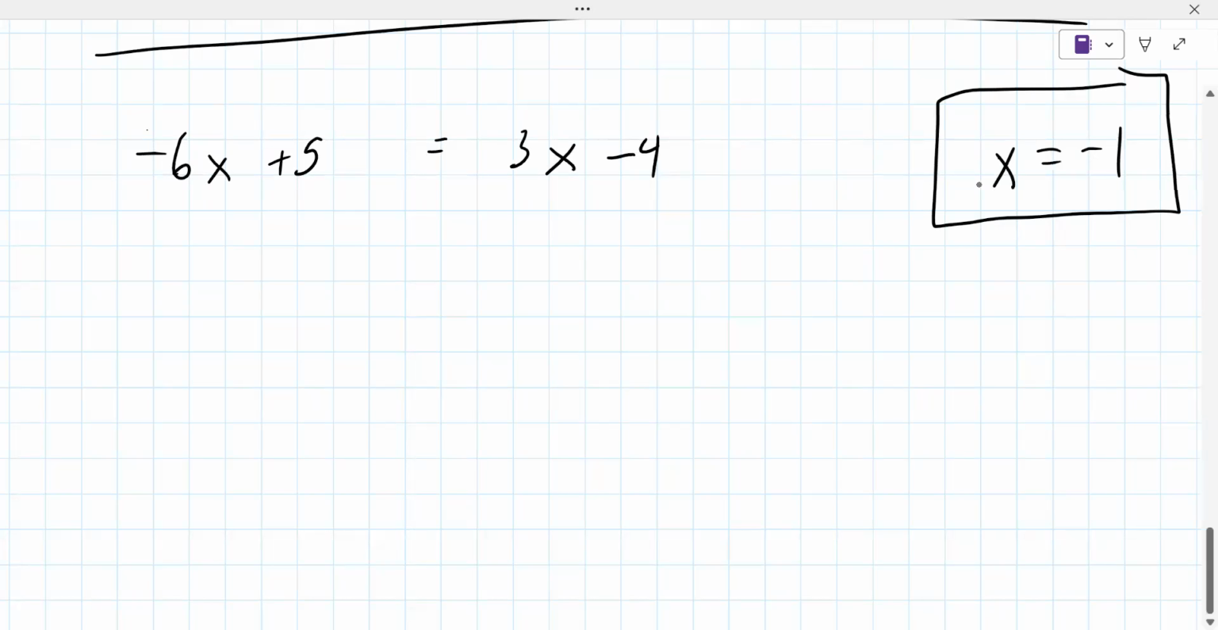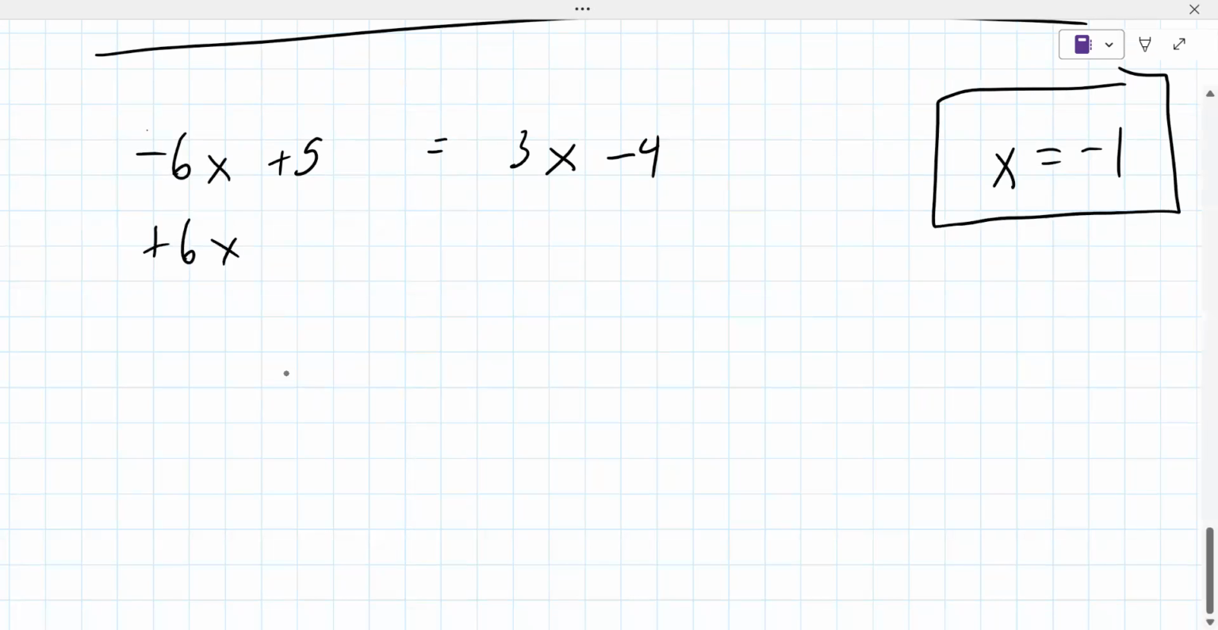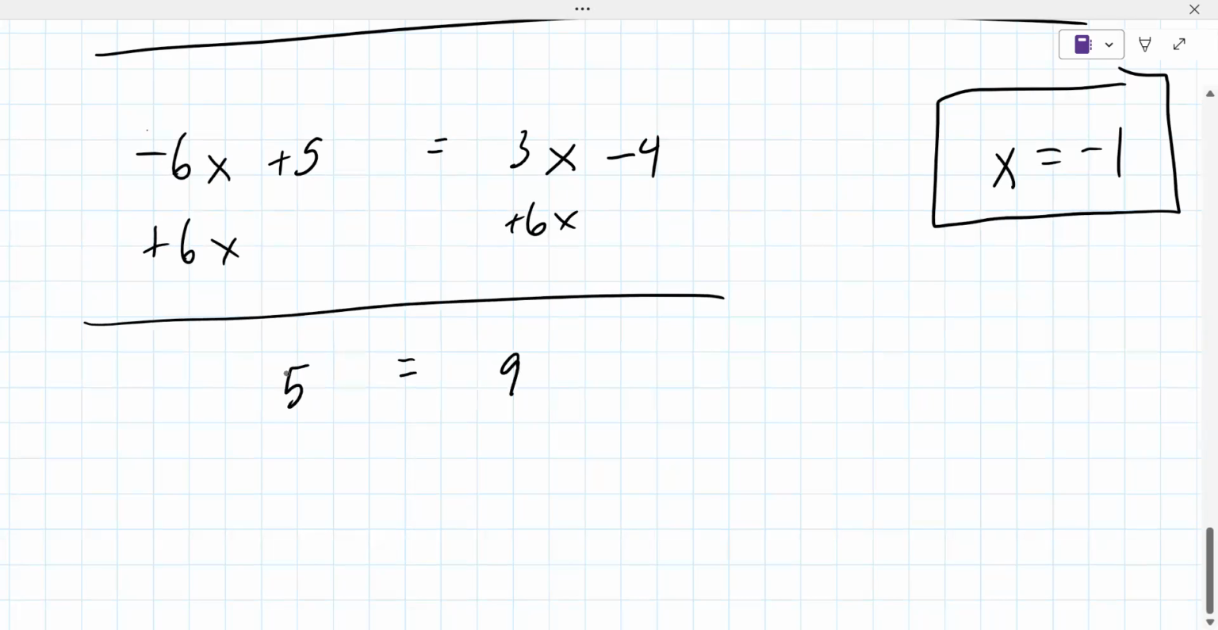Is that right? All right, tell me what you did first. What did you move? Did you move the -6x or did you move the 3x? I added the 6x to 3x. Okay, that's a good start here. So you got 5 equals 9x minus 4. Is that what yours looks like? Yes. Okay.